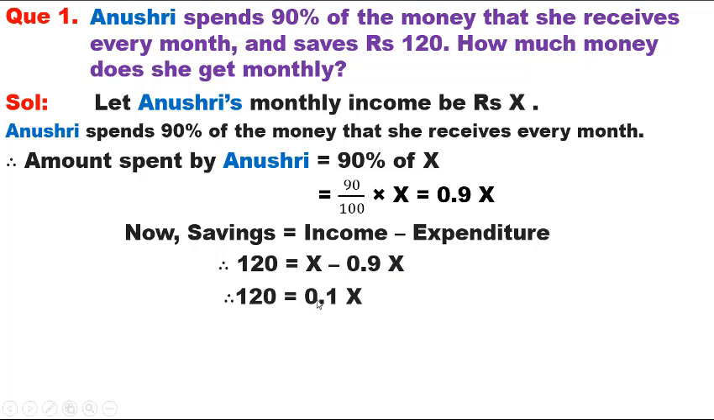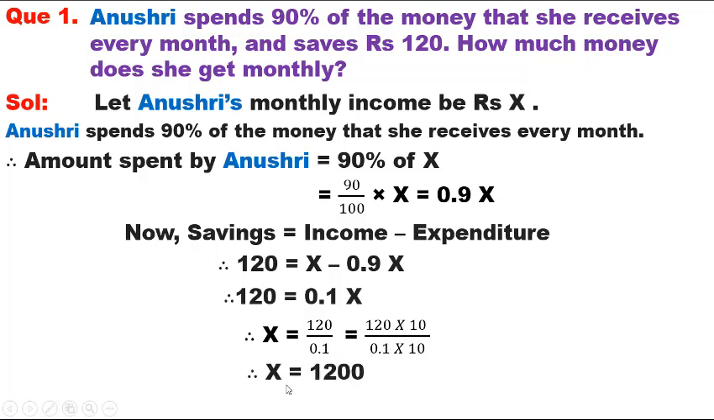120 is equal to 0.1X. Therefore X is equal to 120 upon 0.1, which is 120 into 10 divided by 0.1 into 10, equal to 1200 rupees. Anushri gets rupees 1200 monthly.